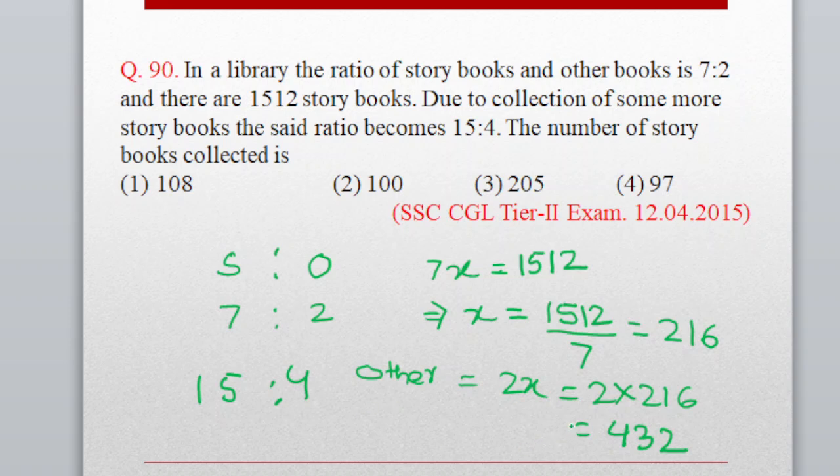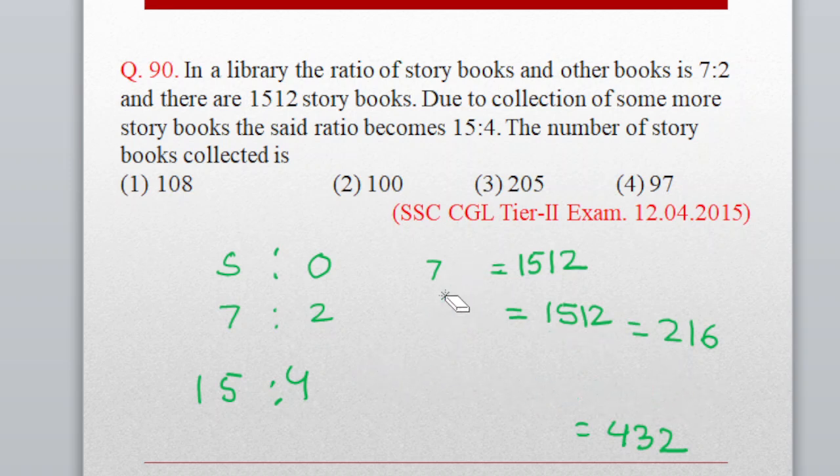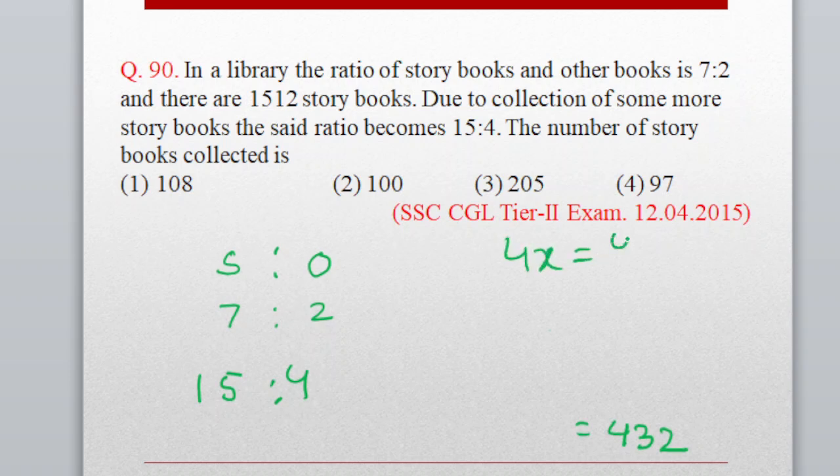That means here 4x is 432. I am writing here: as the new ratio is 15:4 and we are adding only the storybooks, the other books remain the same. That is 4x is equal to 432. This implies x is equal to 432 divided by 4, so that is equal to 108.